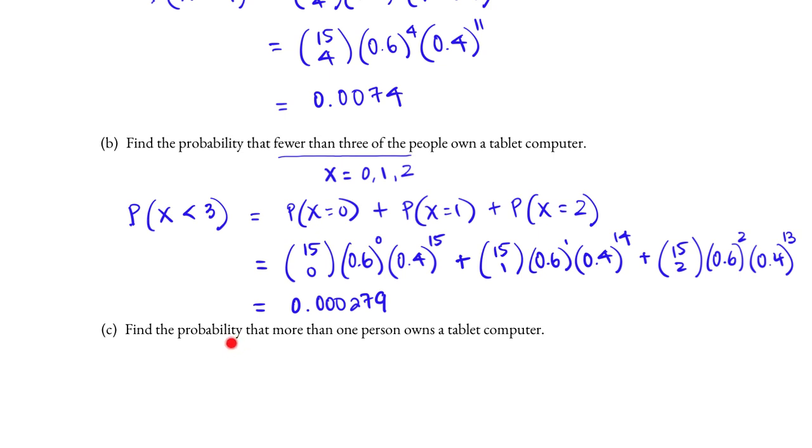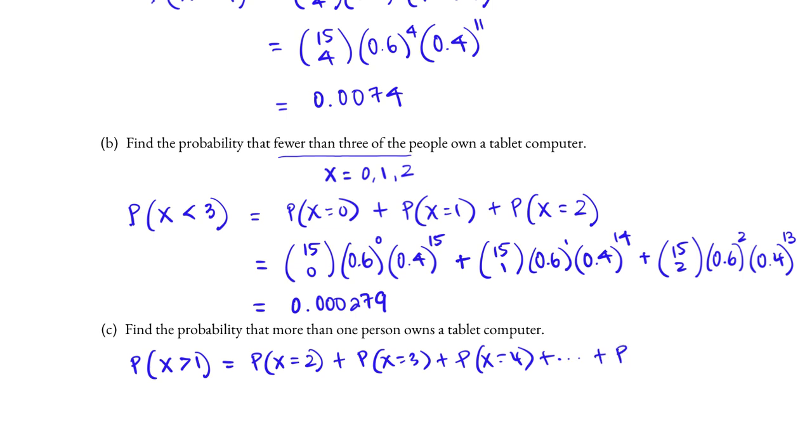Next, find the probability that more than one person owns a tablet computer. We're looking for the probability of x greater than 1, strictly more than 1. This means we're looking for the probability of x equals 2 plus the probability of x equals 3 plus the probability of x equals 4 plus all the way to the probability of x equals 15. But if we were to set up each of these terms, then we would need to set up 2 to 15. That is a lot of terms.